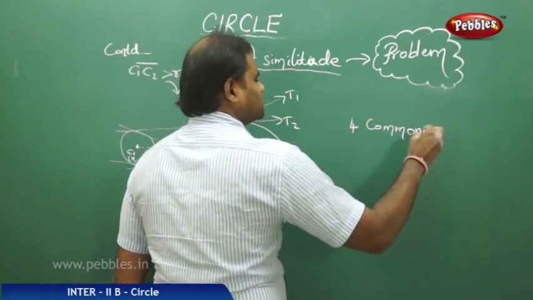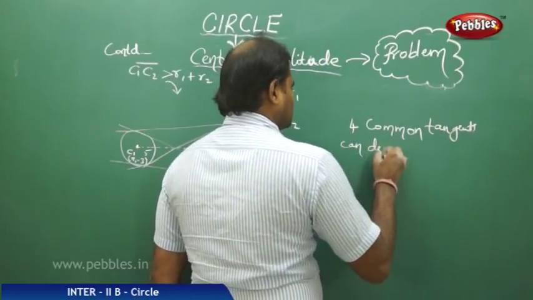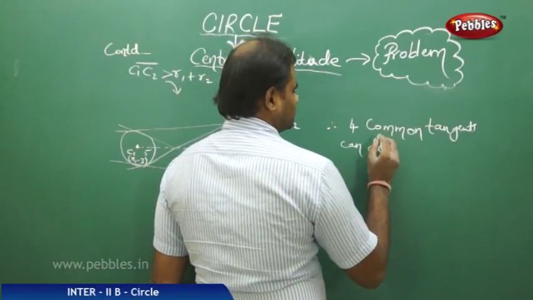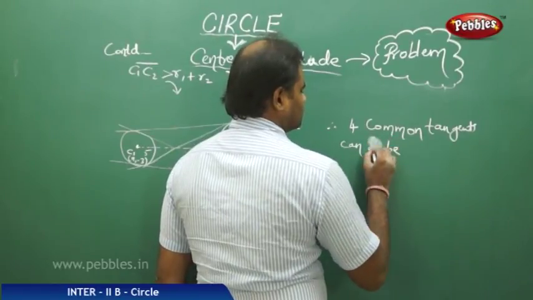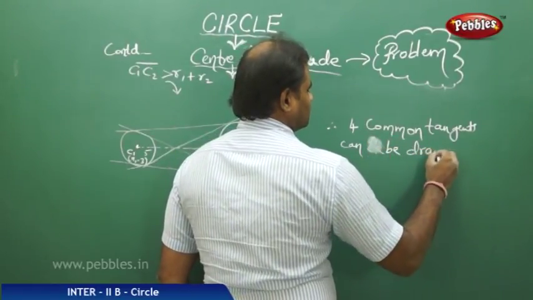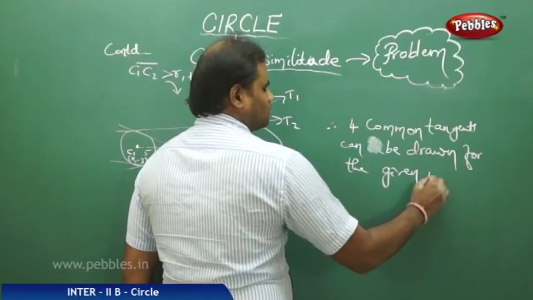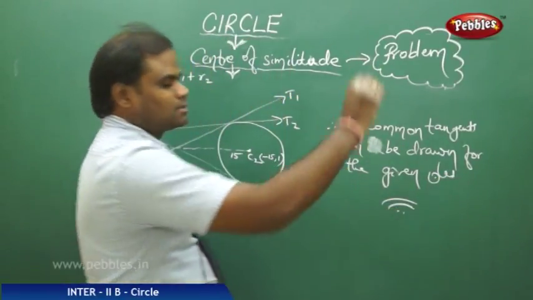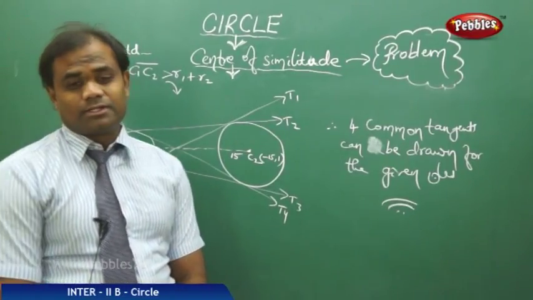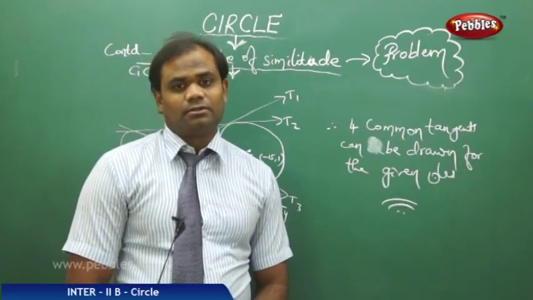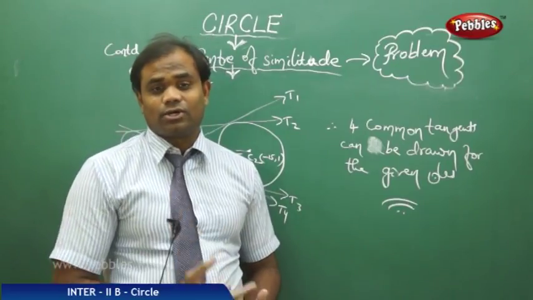So 4 common tangents can be drawn for the given circles. So, with the conclusion that there are 4 tangents which can be drawn for the given circles is part 1 of the question. Now next comes part 2 of the question, which wants us to find the centers of similitude.